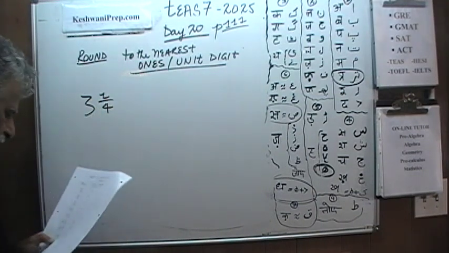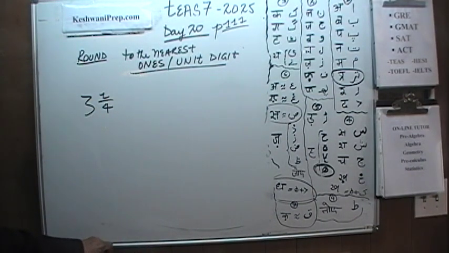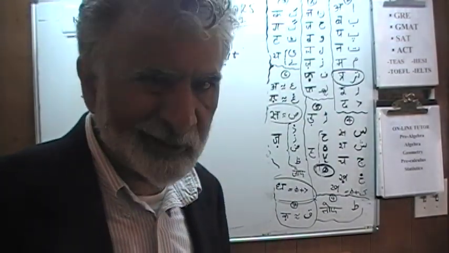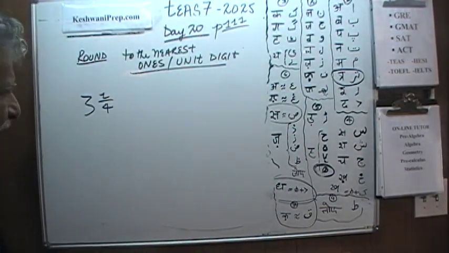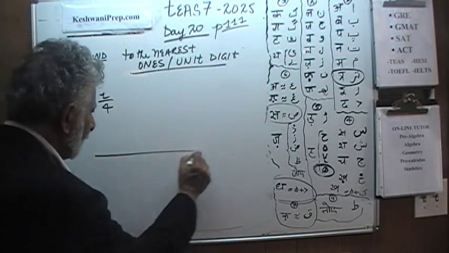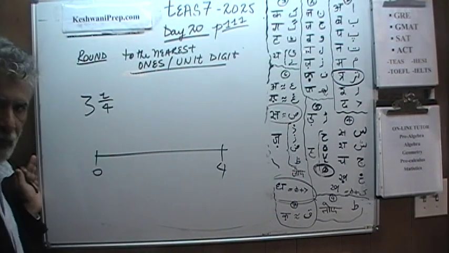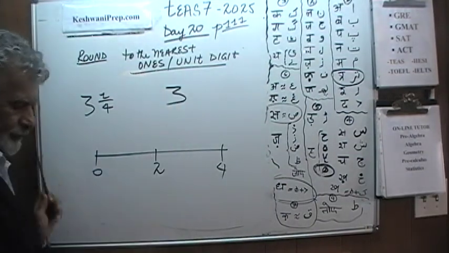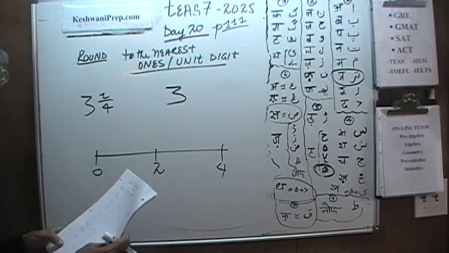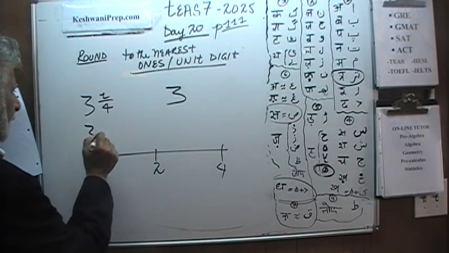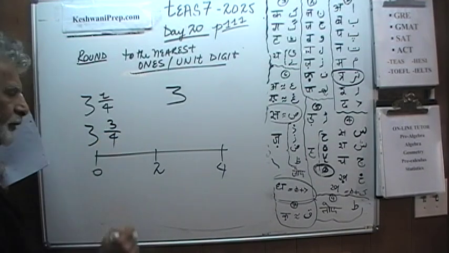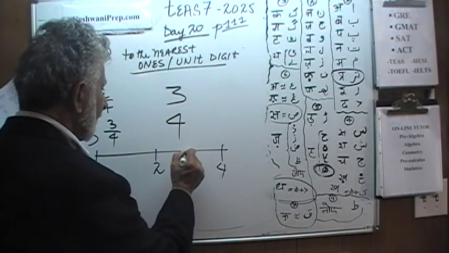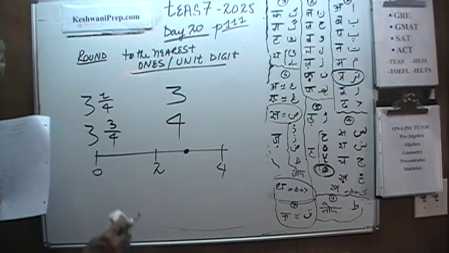What about 3 1/4? 3 1/4, when it's rounded to the nearest unit digit, or nearest ones, ones or unit digit, same thing. Now we're dividing into 4. From 0 to 4, the halfway mark is exactly 2. It's only 1, so it's going to be rounded to 3. How about 3 and 3 quarter? 3 and 3 quarter, when it's rounded to nearest unit digit, it will become 4. Let's do one more.